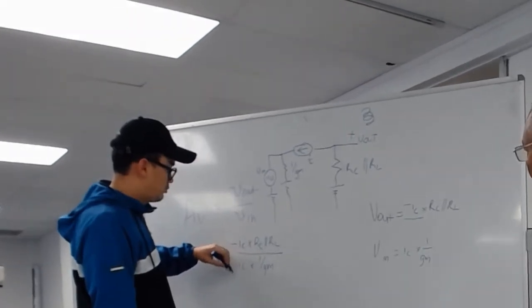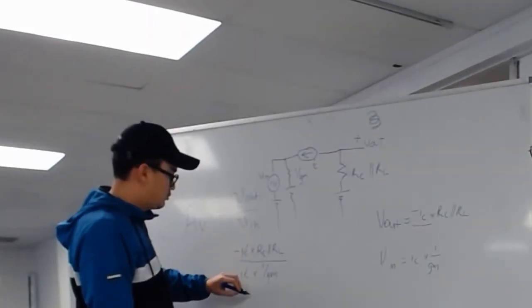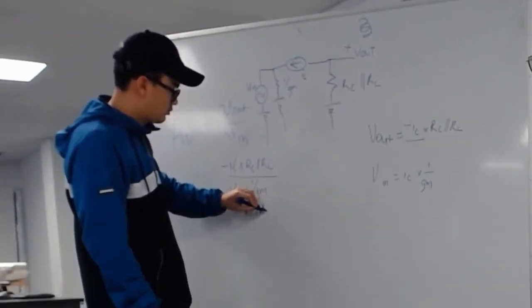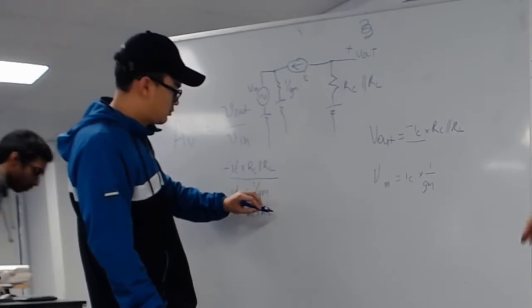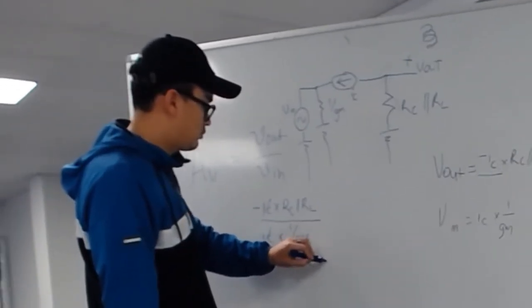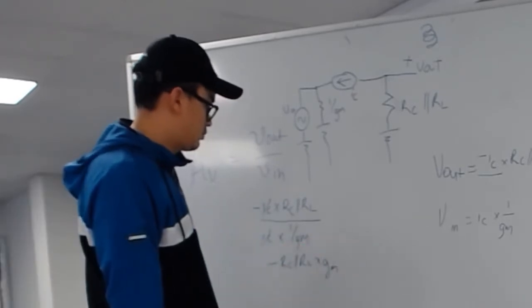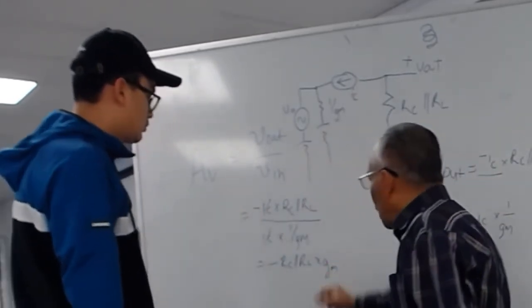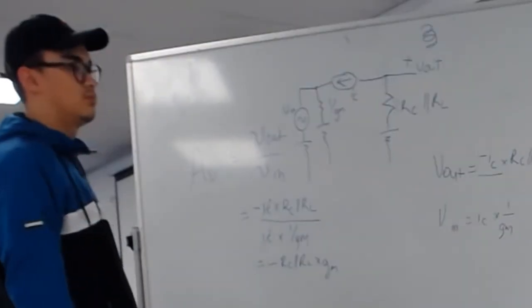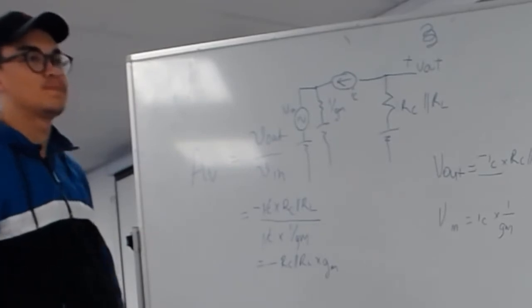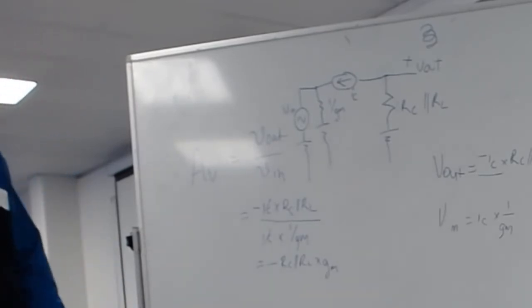Cancel IC from top and bottom. Then this is equal to minus RC parallel to RL into GM. GM will come up because it's 1 upon GM in the bottom. So multiply by GM. Put equal to sign everywhere. Okay, so this is how much. GM, now you got your GM here. GM equal to 0.032.